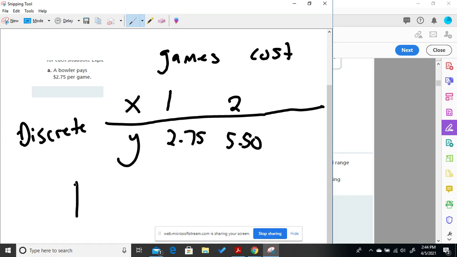So you're just going to have on a graph, you'd have a point here, a point here, a point here, but it's not going to be a line because there's no point here or here. That's what that means. So this one's going to be discrete.